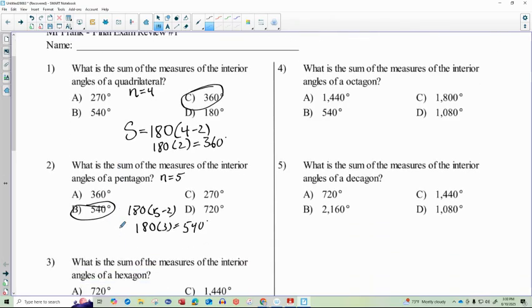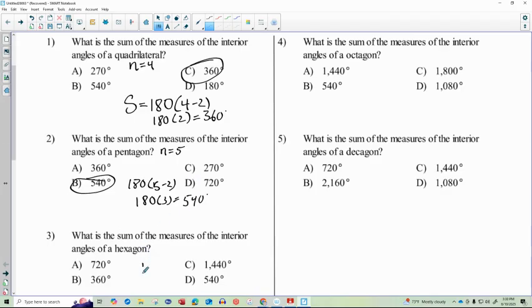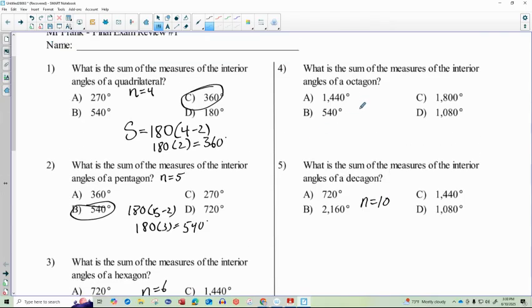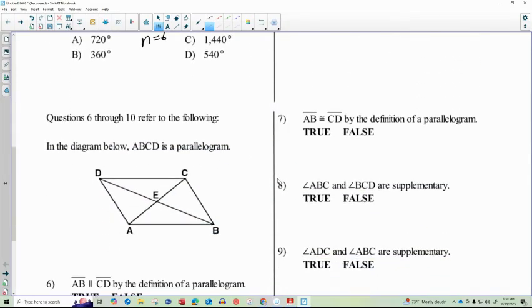You do need to know the hexagon has an n equal to 6, that a decagon has an n equal to 10, that an octagon has an n equal to 8. You need to know all your agons, so study them. All right, let's go to topic number 2.